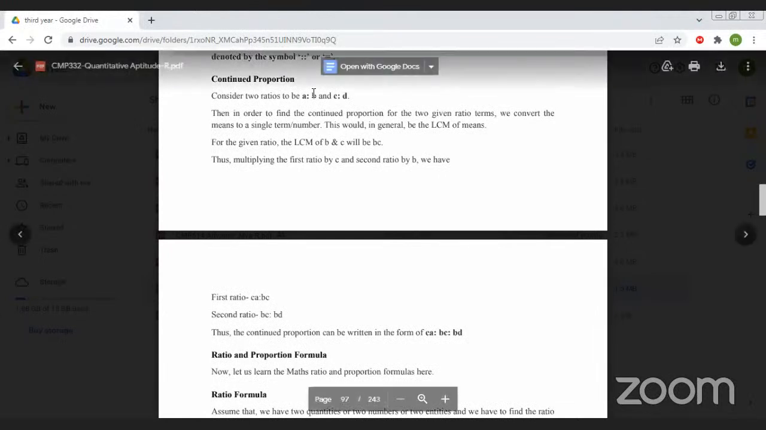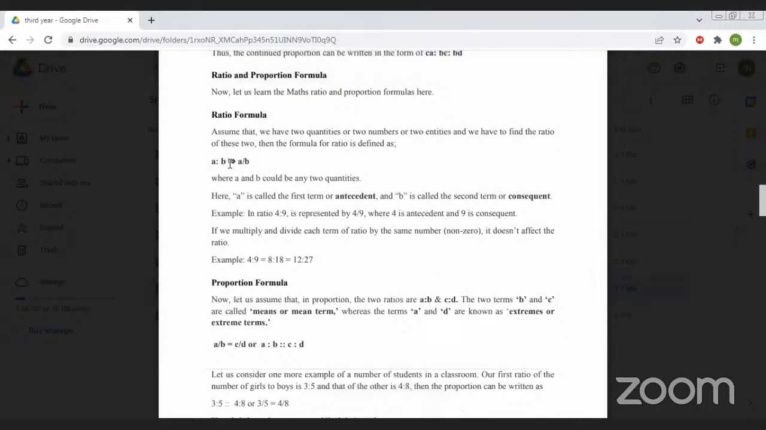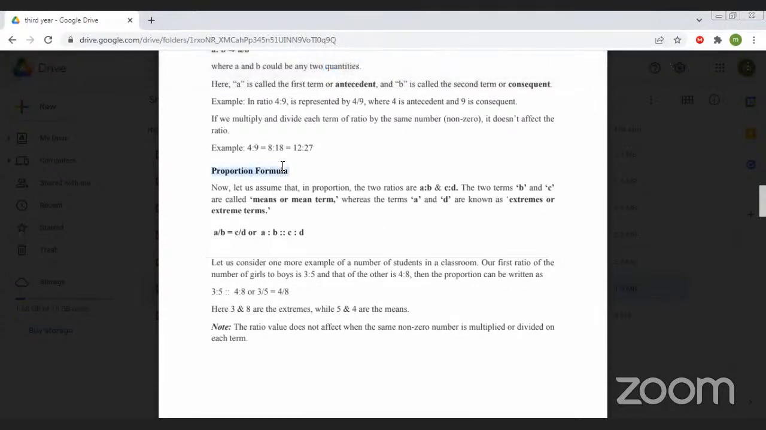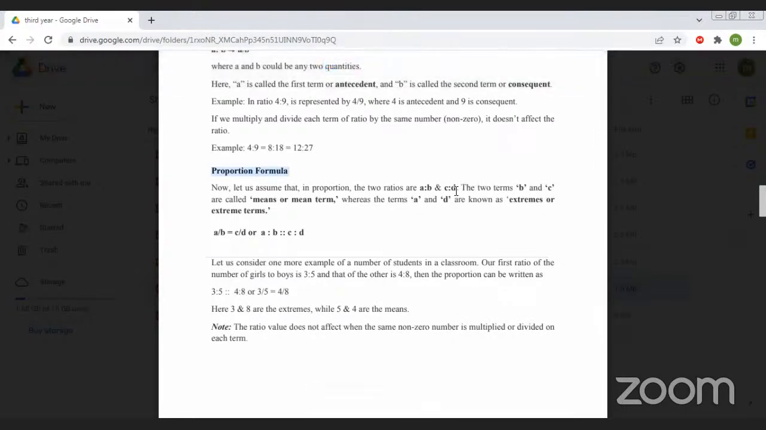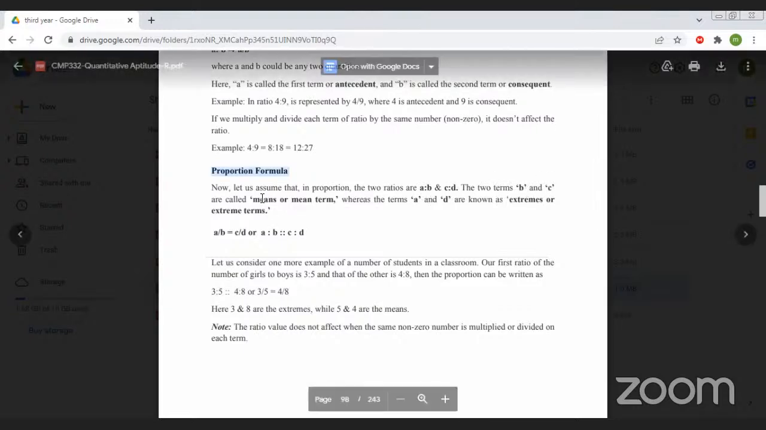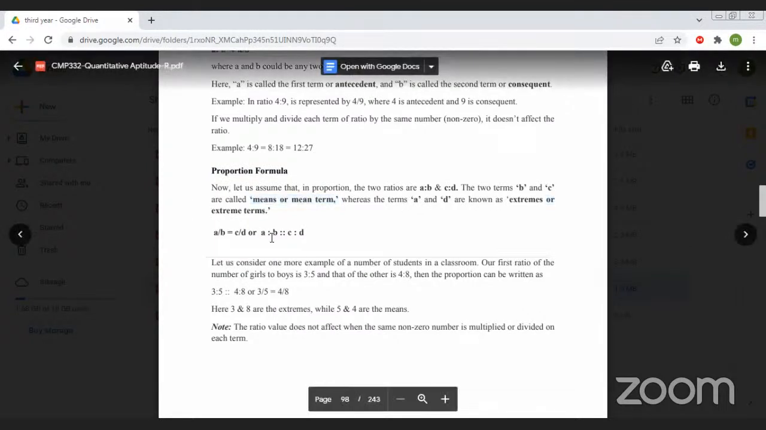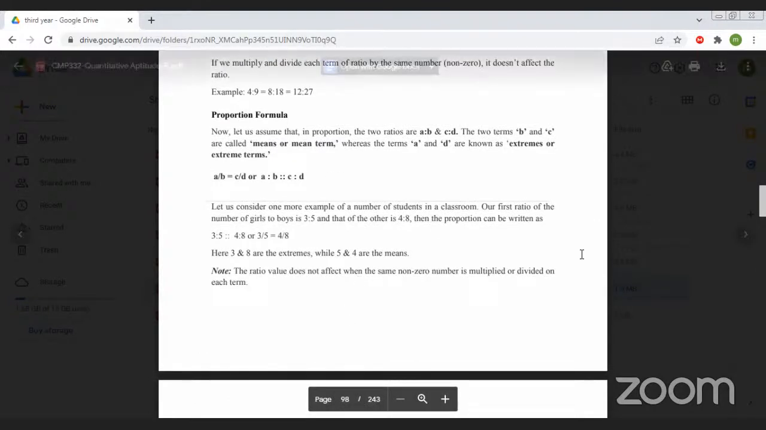So ratio and proportion. A to B, C to D. Now the ratio and proportion formula. Here A is to B is represented by A by B. Now proportion means: the two terms B and C are called the means or mean terms, whereas terms A and D are known as the extremes or extreme terms. See these two dots; therefore they are called means or mean terms. Now let us consider an example.